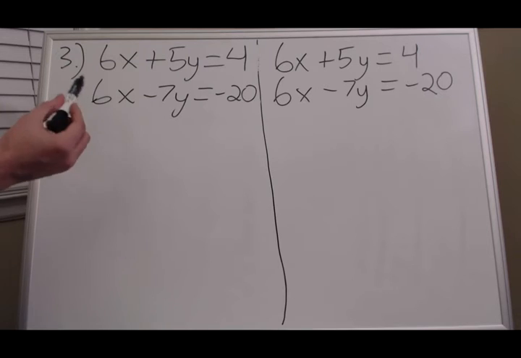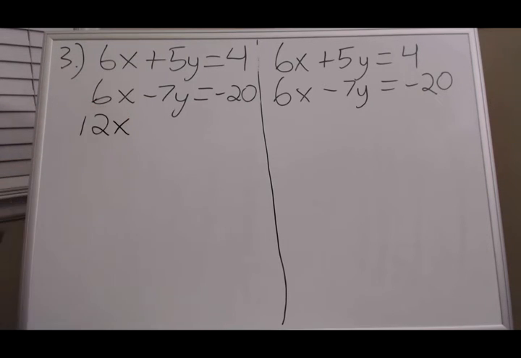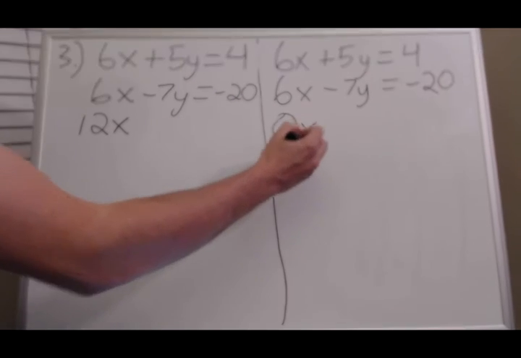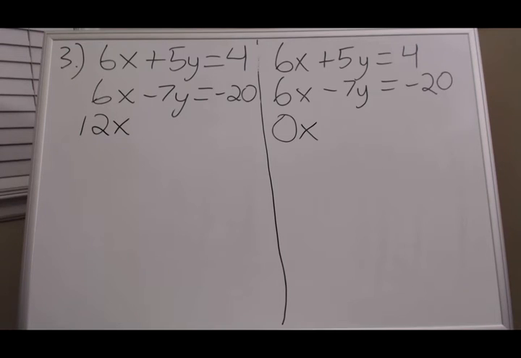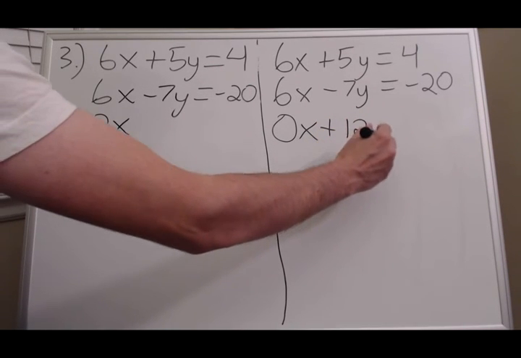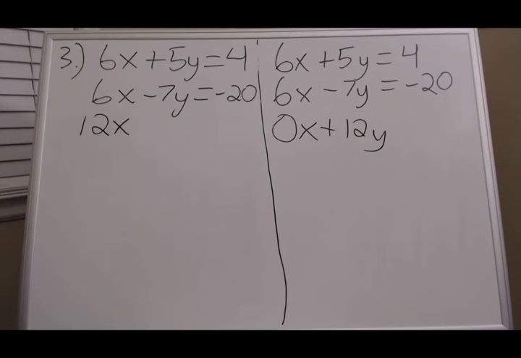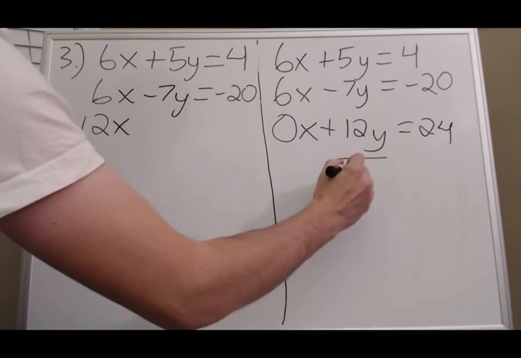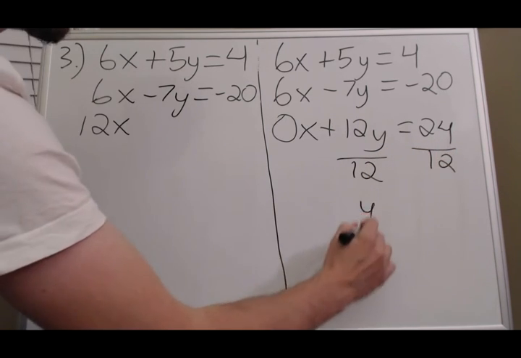6x plus 6x would give us 12x. That's not going to cancel out anything. But if we did 6x minus 6x, that gives us 0x, which is just going to go away. So therefore, because subtracting allows us to eliminate x, we're going to subtract all three columns straight down. 5 minus a negative 7y gives us 5 plus 7, or 12y. And 4 minus a negative 20 gives us 4 plus 20, or 24. If we divide by 12 on both sides, we get y is equal to 2.